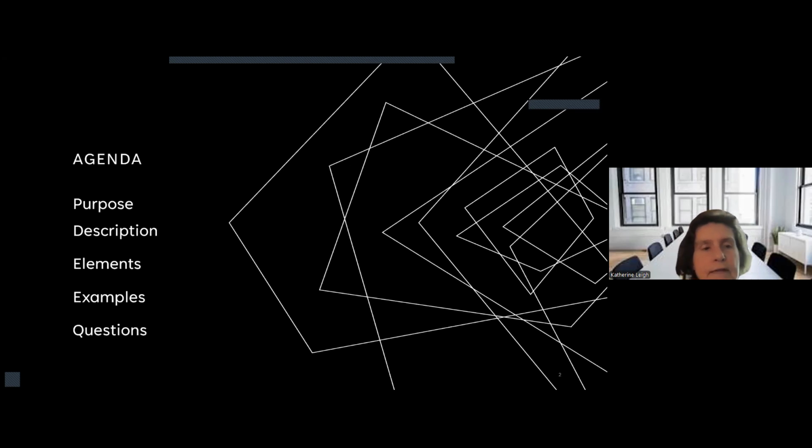Our agenda here is the purpose, description, and elements of the business case, and then some examples, and then questions. Although you can put questions in the chat window, and Aaron or somebody can bring them up, and I can answer them while we're doing this. We don't really have to wait till the end.